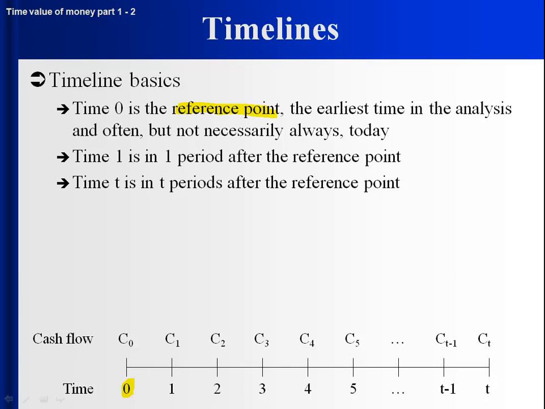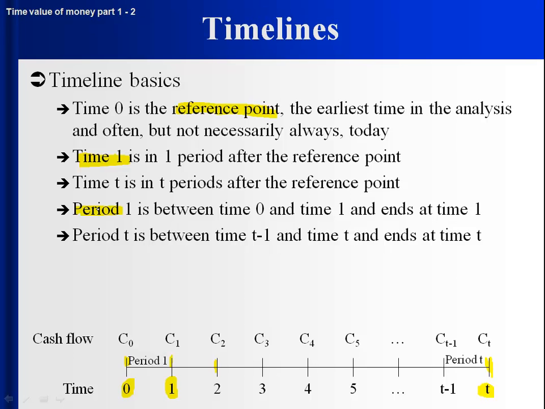Sometimes we begin our analysis at some point in the future, or sometimes we might be evaluating things that have happened in the past, and so time zero, the beginning of our analysis, would actually be some point in the past. Time one is right here. That's one period after the reference point. You can see here's the reference point, and one period later is here. That's time one, time two, time three. Time t is just a general expression for t periods after the reference point.